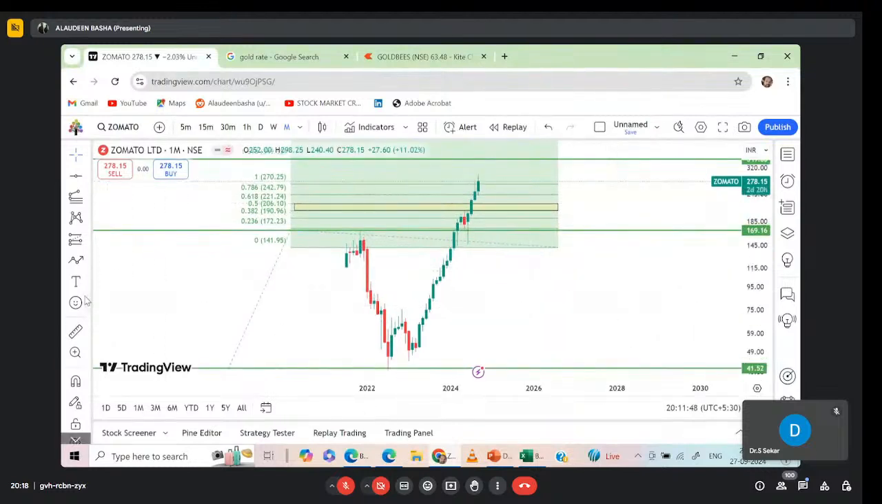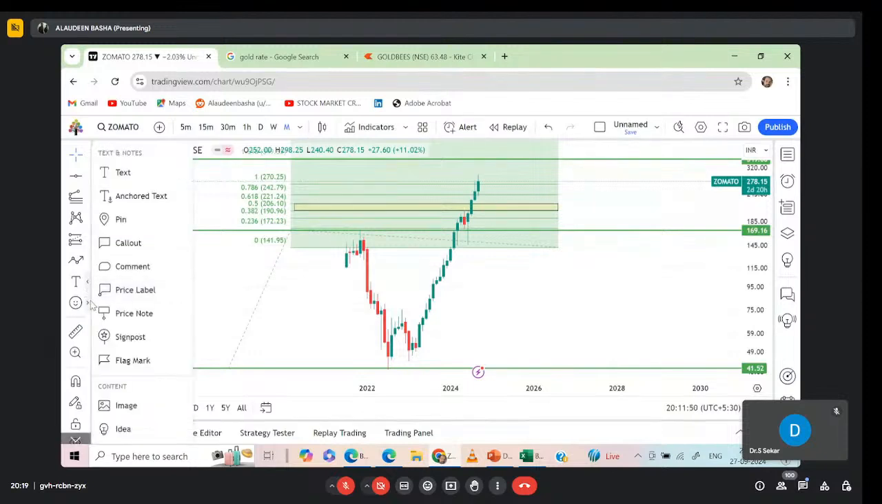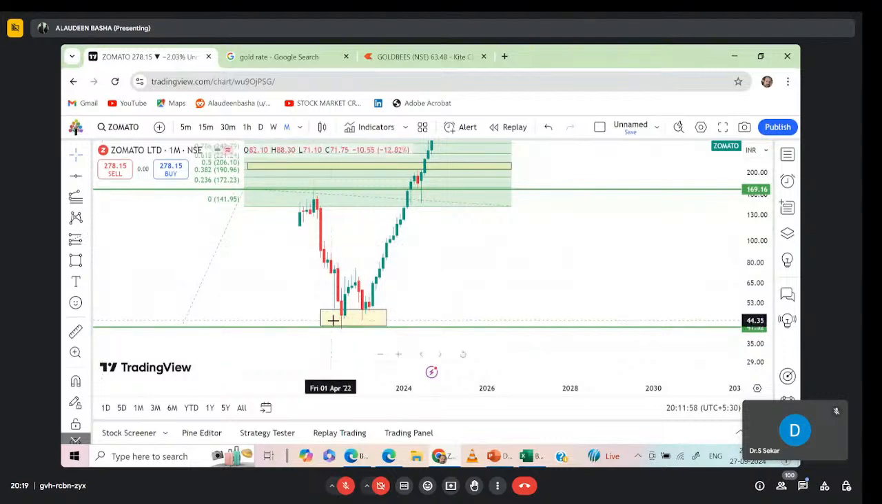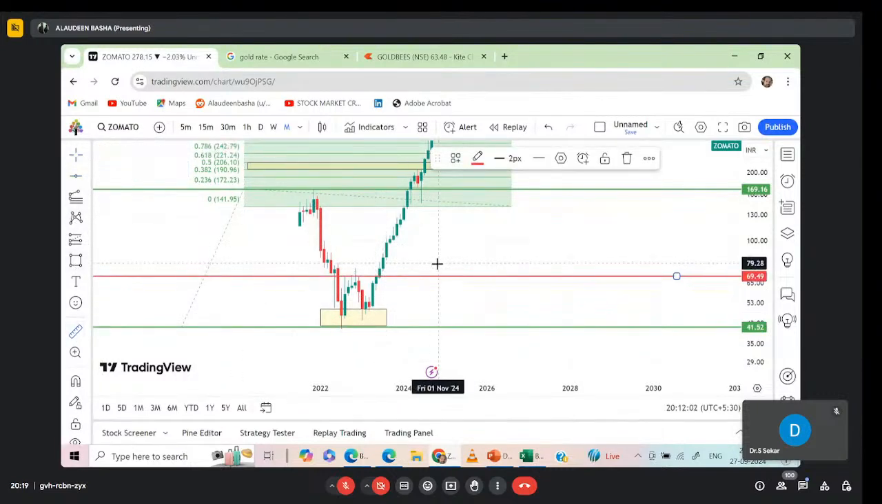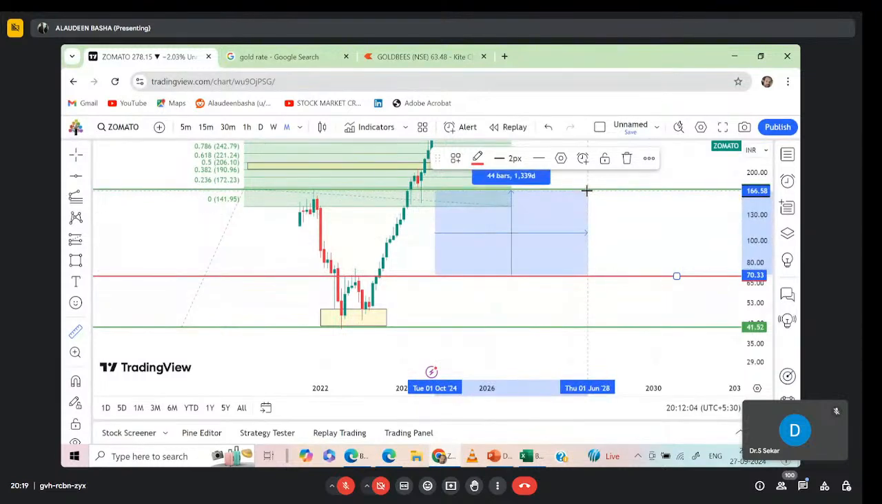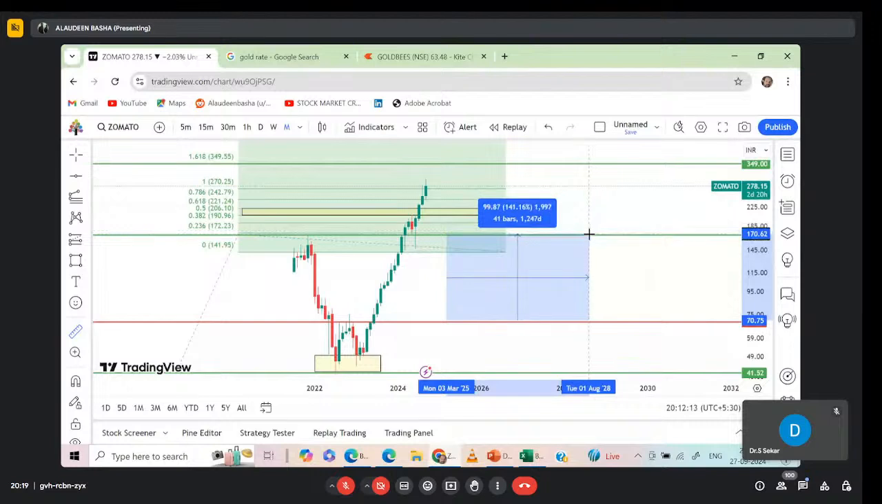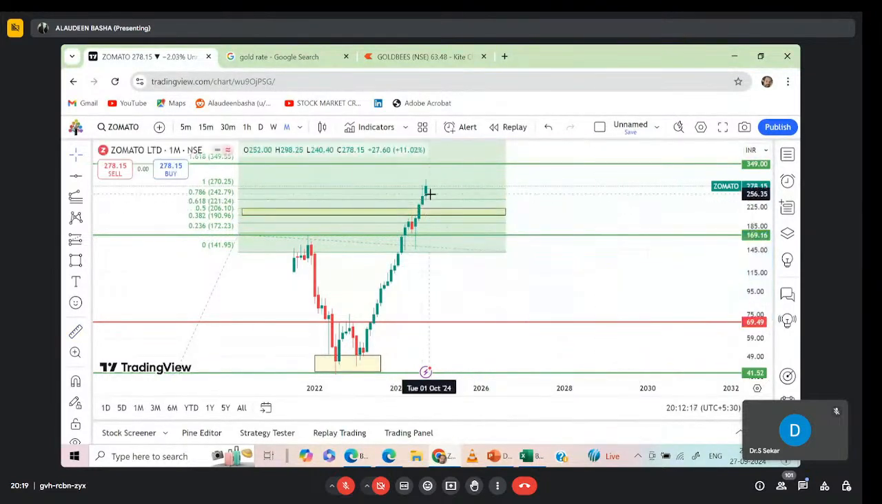Actually, it's a double bottom. It's a very clear double bottom. I will show you. Once you buy, once it breaks the neckline, it will give at least this target, 138%. Forget above this one, at least you get a return of 130%. But in the current scenario, you just skip Zomato.